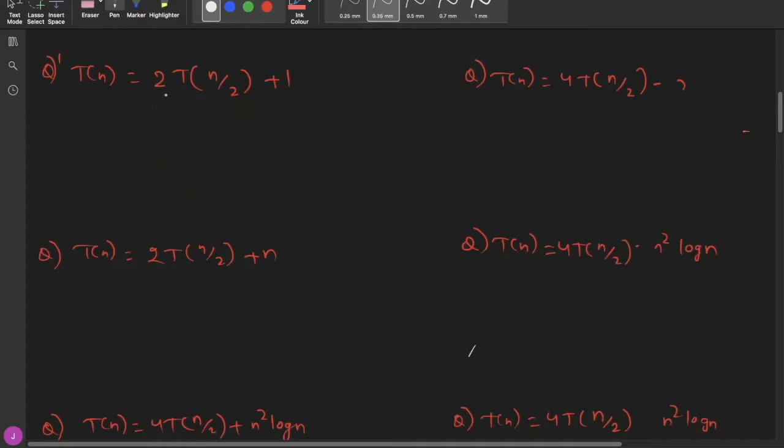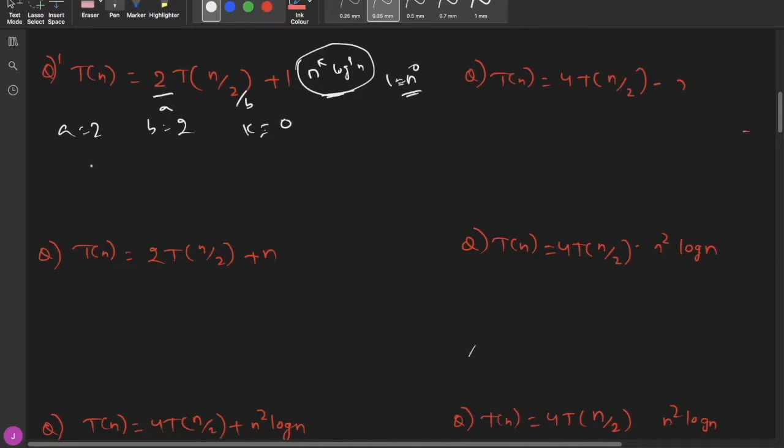For us three things are important. First thing is this one. This is a, this is b, and this is n power k log power p n. This is the form present there, so we have to map according to that. Here the value of a is 2, the value of b is 2, and the k value is 0 because 1 can be written as n power 0. So the k value is 0 here.